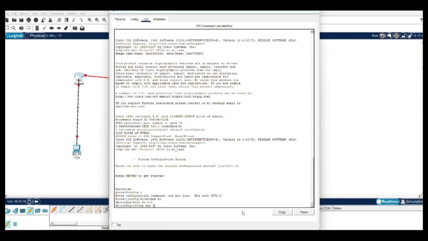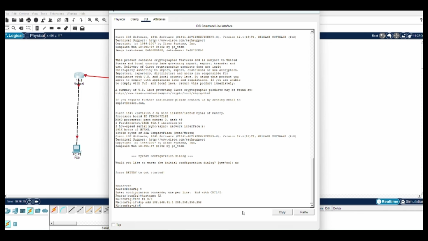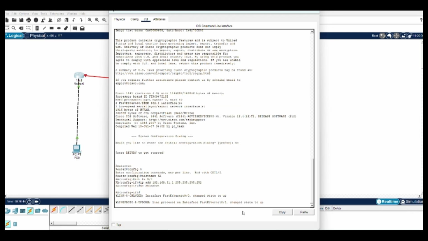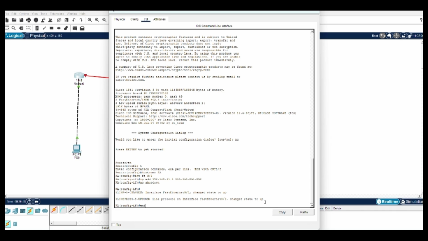We're going to put the address 192.168.5.1. The subnet mask. Enter. Now no shutdown. Note that the cable changed from red to green. That means this connection is successful. And exit.